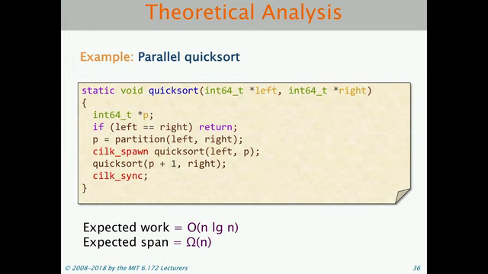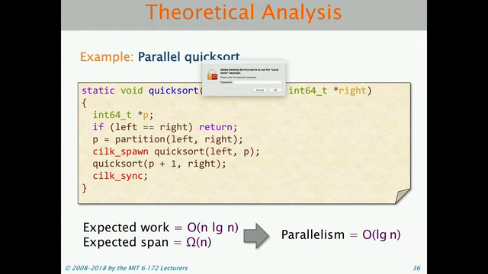And this is because on the first level of recursion, we have to call this partition function, which is going to go through the elements one by one. So that already has linear span. And it turns out that the overall span is also order n, because the span actually works out to be a geometrically decreasing sequence and sums to order n. And therefore, the maximum parallelism you can get is order log n.